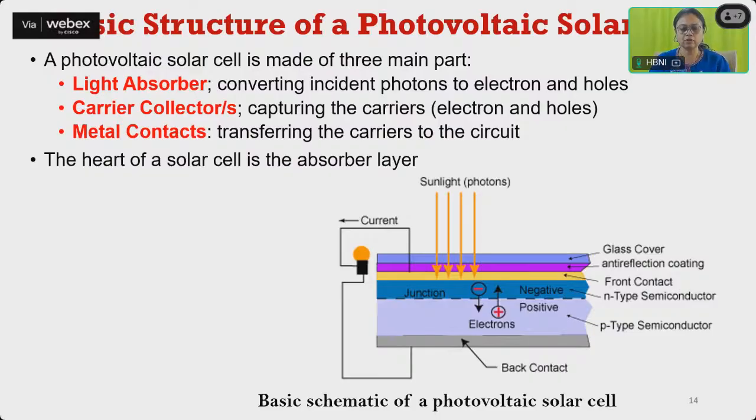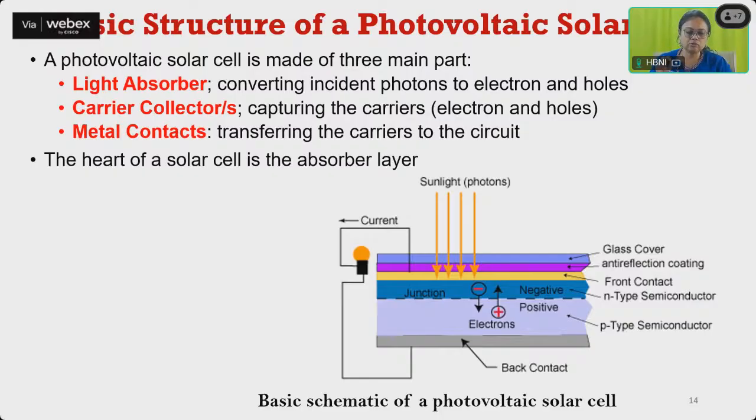No issue? So I will go forward. Now, the basic structure of a photovoltaic cell. What is the structure? We know that it should have a P region and a thin N region, but how does it really work? The photovoltaic cell is made of three main parts: light absorber, carrier collector, and metal contacts.